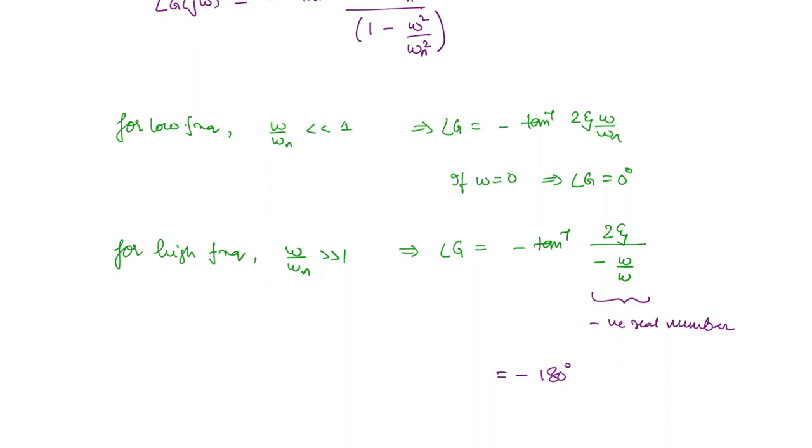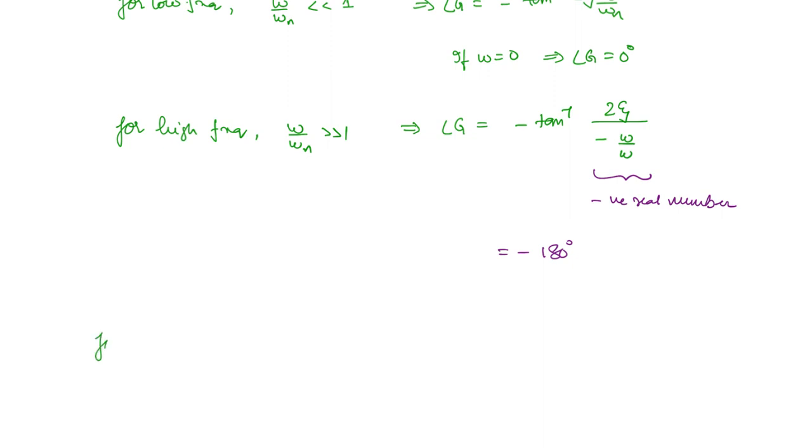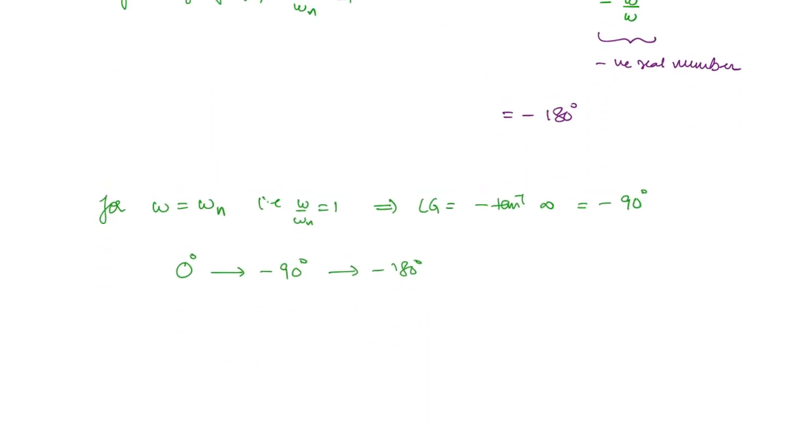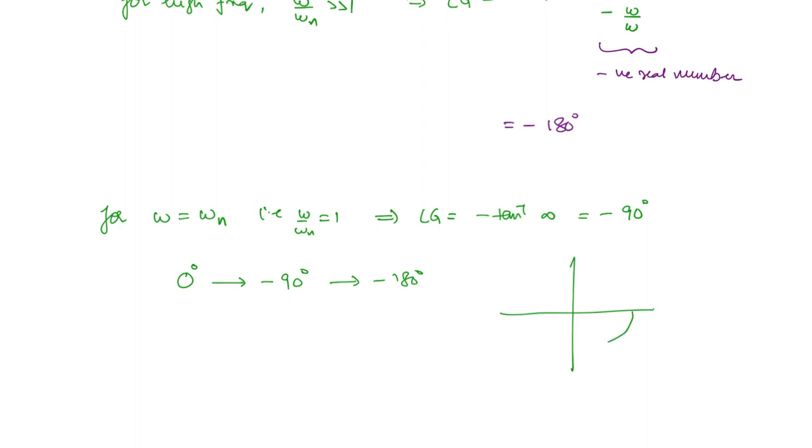So for that we will take, what will be the angle for omega equal to omega n? That is omega by omega n equal to 1. So you can see the denominator will become 0. So angle G will be minus tan inverse of infinity, which gives you minus 90 degrees. So the phase will change from 0 degrees to minus 90 degrees to minus 180 degrees. So in which direction is it going to go? From 0 to minus 90, minus 90 to minus 180.